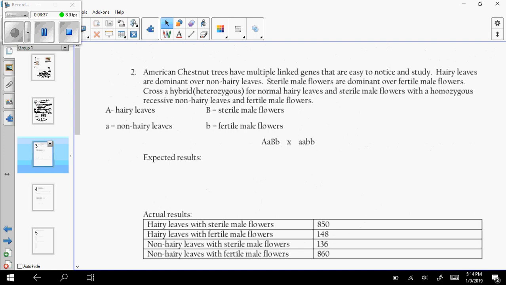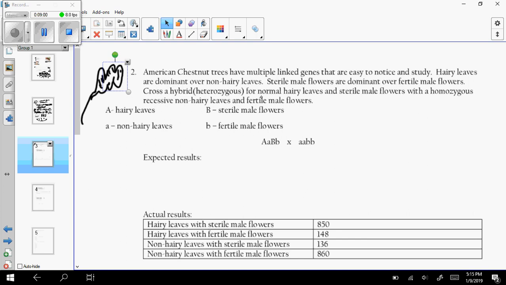American chestnut trees have multiple linked genes that are easy to notice and study. Hairy leaves are dominant over non-hairy leaves. When you look at a leaf, sometimes you can actually see all these little hairs, especially if you hold it in your hand and hold it sideways. So that's what a hairy leaf is. And sterile male flowers are dominant over fertile male flowers.